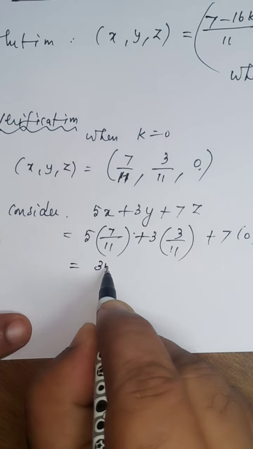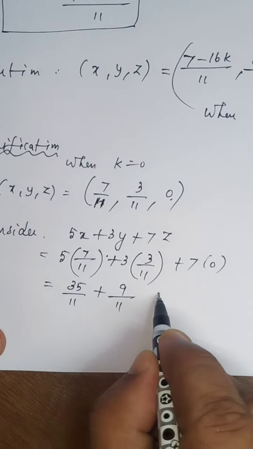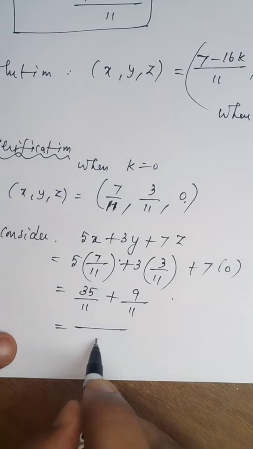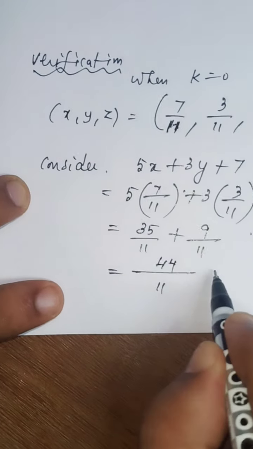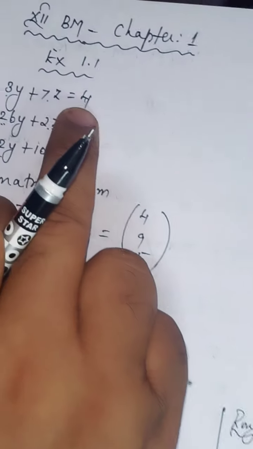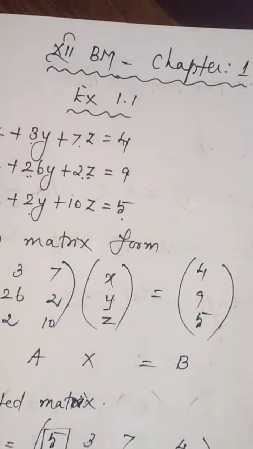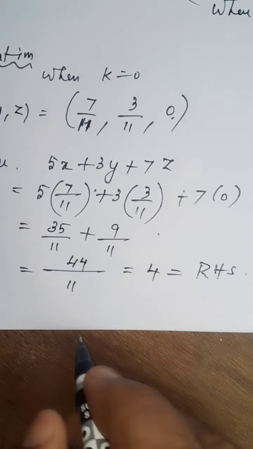5 7s are 35 by 11. 3 3s are 9 by 11. That is equal to, what is the common denominator? 11. Add the numerator, 35 plus 9, that is equal to 44. 44 by 11, that is equal to 4. And look at the RHS of equation number 1. Here it is, that is equal to 4. Now LHS and RHS are equal.